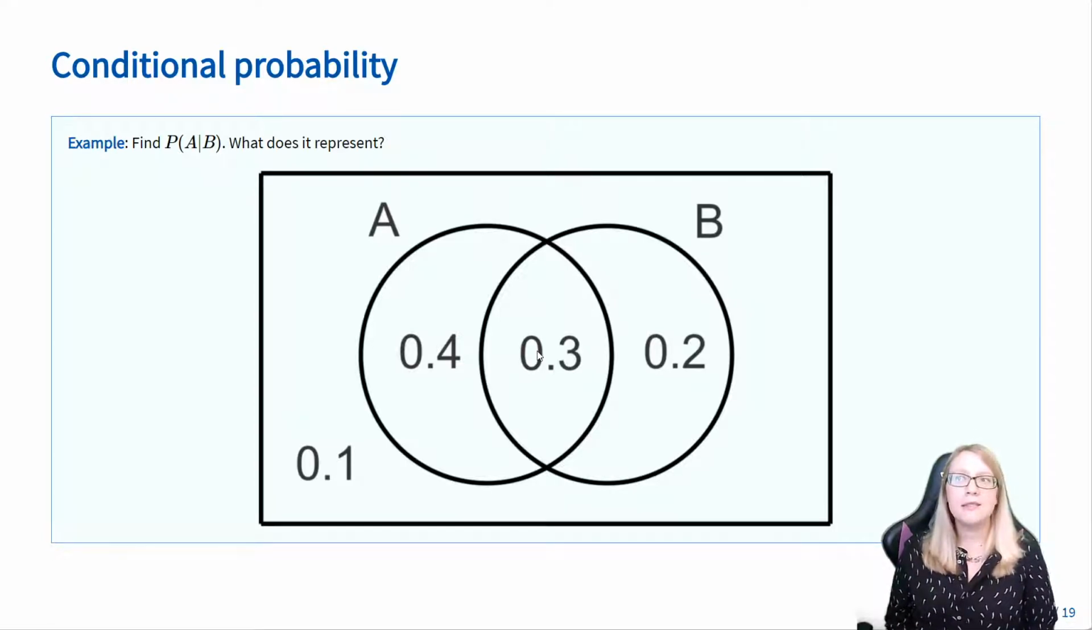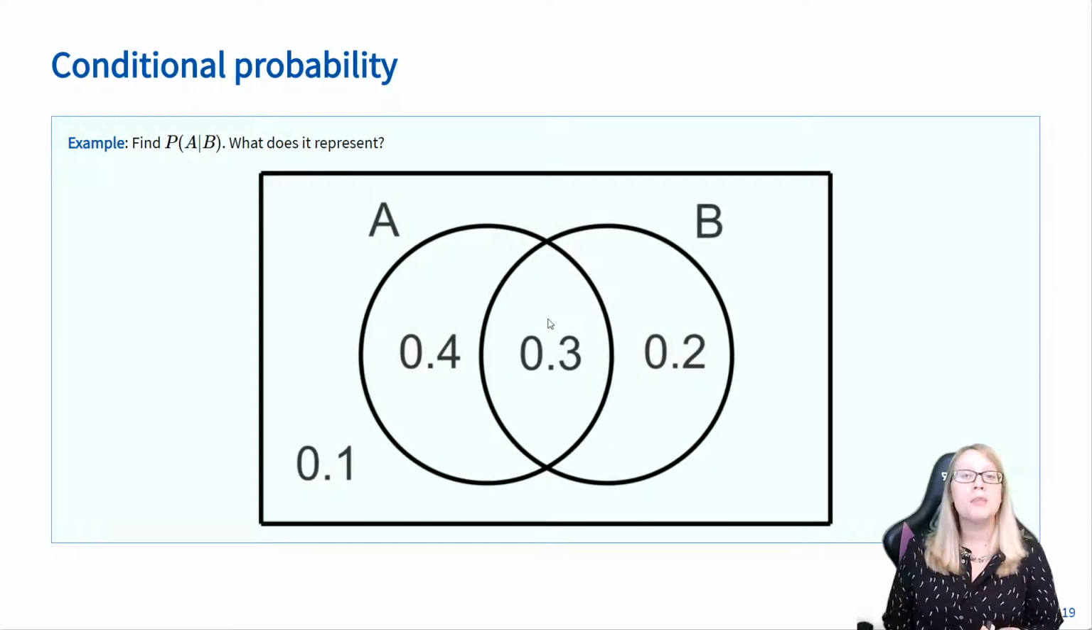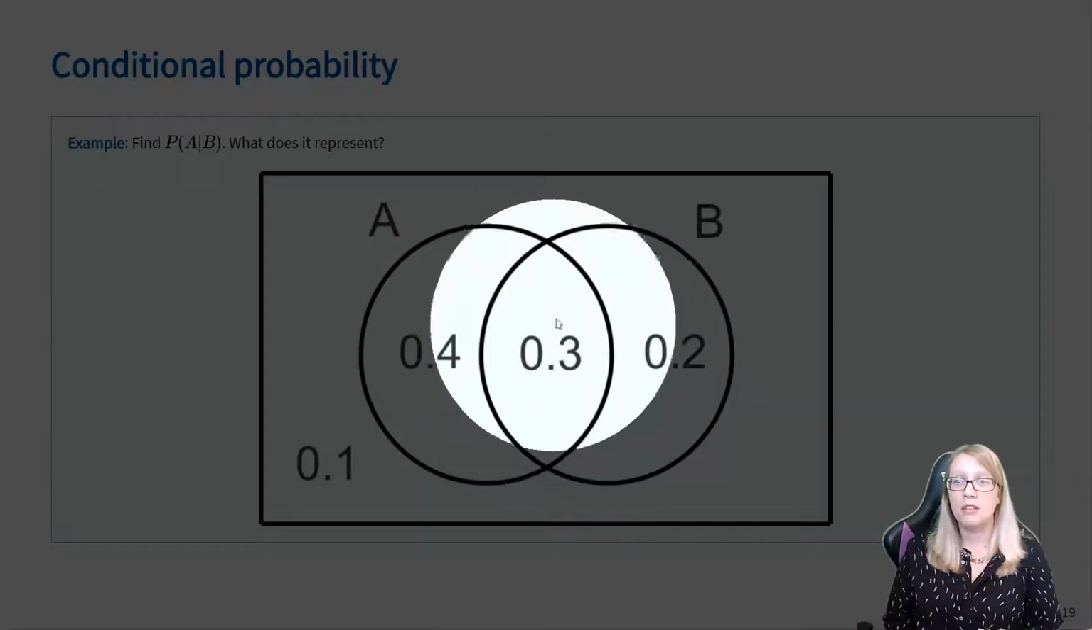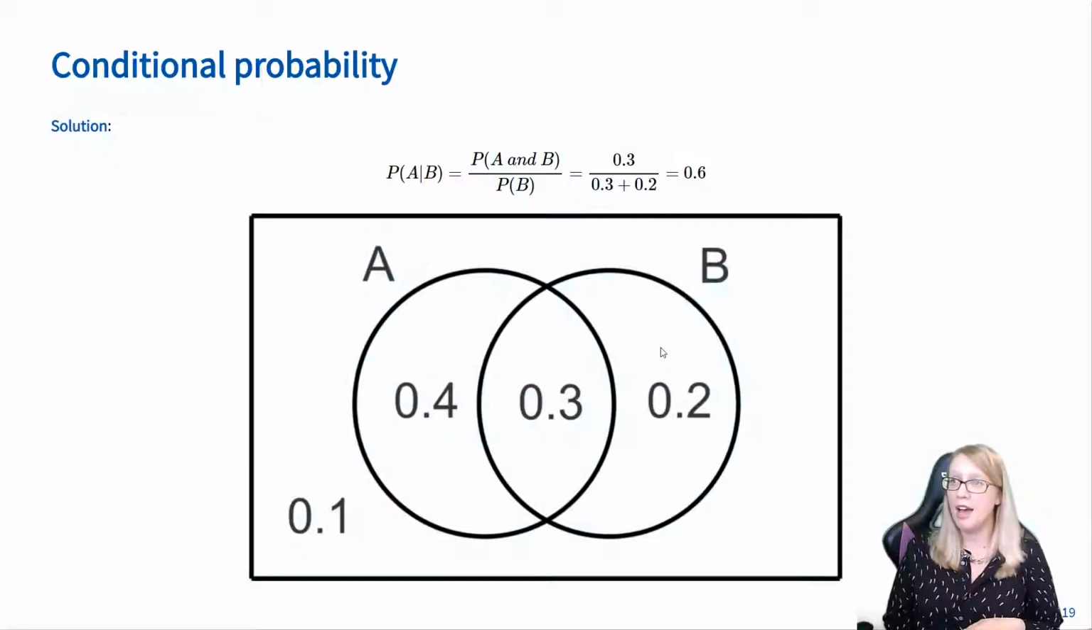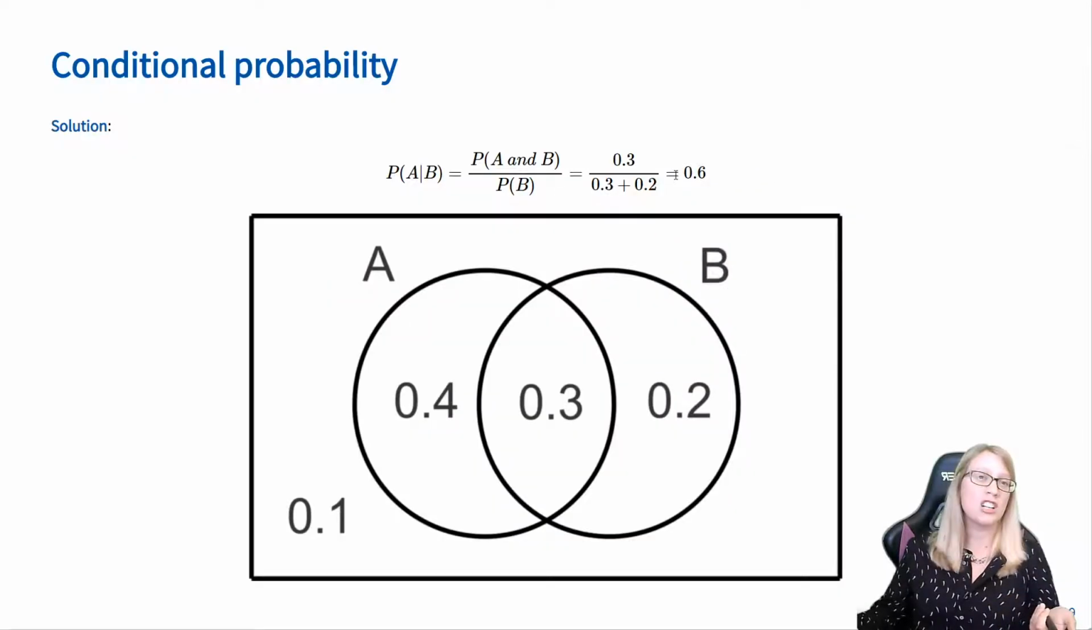Take this Venn diagram, for example. If we'd like to find the probability of A given B, here's what we'll need to do. We'll first find the probability of both A and B, that's 0.3. To find the probability of B, we'll take 0.3 plus 0.2, so 0.5. So our solution here, our probability of A given B is 0.3 divided by 0.5, or 60%, 0.6.